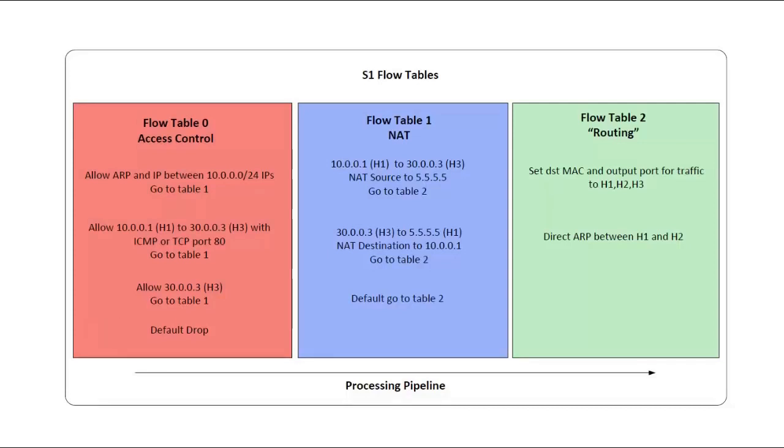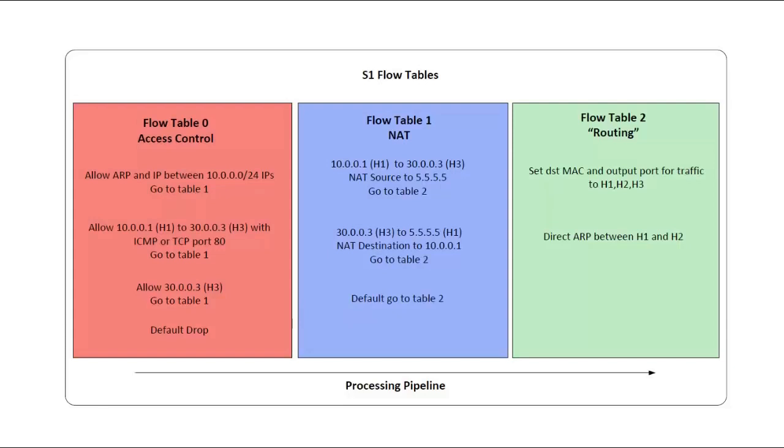Table 1 has NAT rules. When H1 connects to H3, I'll say that H1's source IP should be changed to 5.5.5.5 and to continue through the pipeline to table 2. For the return traffic, I'll say traffic to 5.5.5.5 from H3 should be natted back to 10.0.0.1, also with an action to go to table 2. Then there will be a default rule for any other packets not matching these first two rules just to go to table 2. So unlike the access control table, by default we can continue on in the processing pipeline.